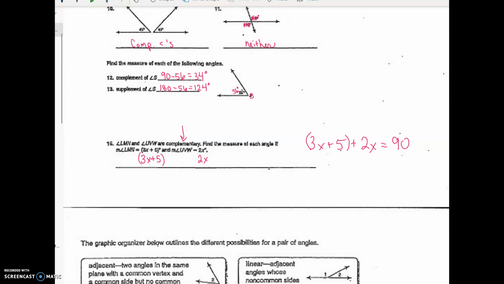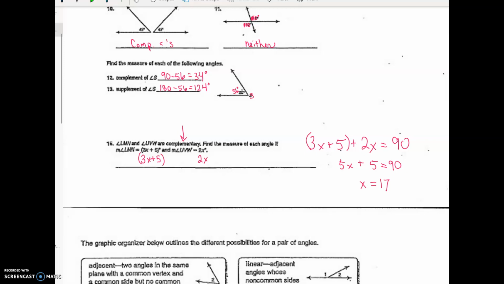At that point, we can combine those like terms together, and then we have an equation that we can solve for x. So we should end up with x as 17. And the question is find the measure of each angle. So x is not the measure of the angle. We have to take 17 and plug it in for x in each of those.